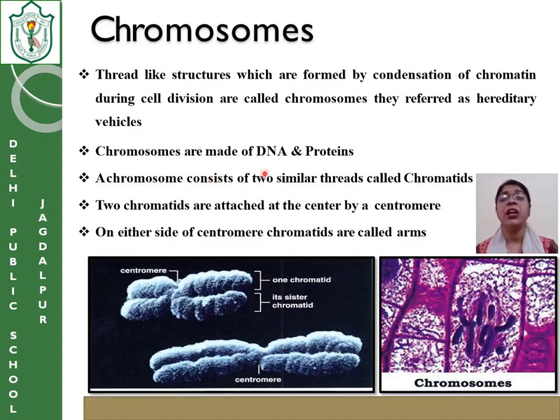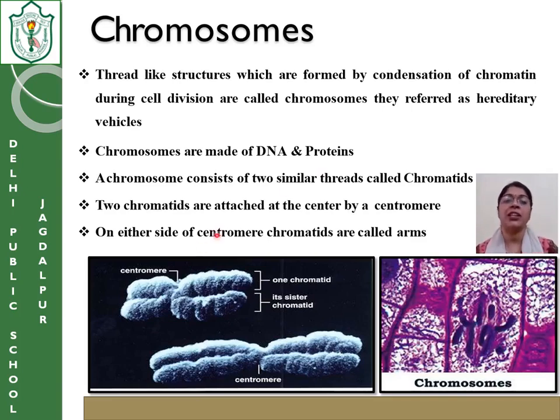Chromosomes are made up of DNA and proteins. That means DNA is one of the genetic materials present inside the cell. It is also called a nucleic acid. So chromosomes are made up of nucleic acid and protein. Proteins also, there are two types. One is called structural protein and the second one is called functional protein. The structural protein means it gives the structure.